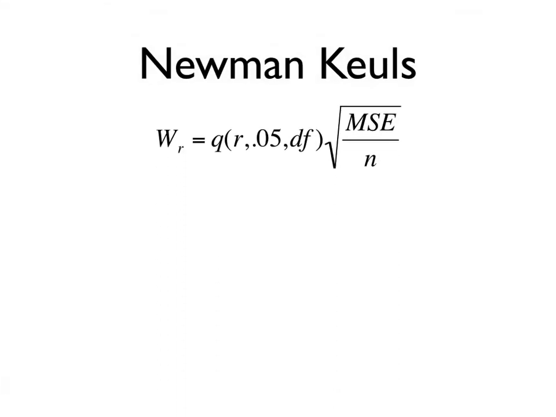Wait, what is this? Okay, look up in a table. This is how hard this is. Look up in a table the critical value for Q with R comparisons. You're going to do R comparisons. So let's say you got 5 comparisons. You look up 5, and then with 0.05, and the degrees of freedom is the number of subjects minus 1. So you got that. You multiply that number that you look up in a table times the square root of the mean squared error over n. You get this value called W.